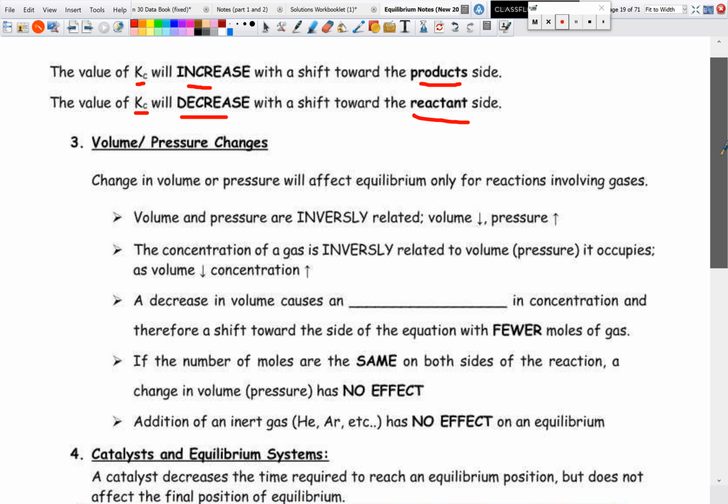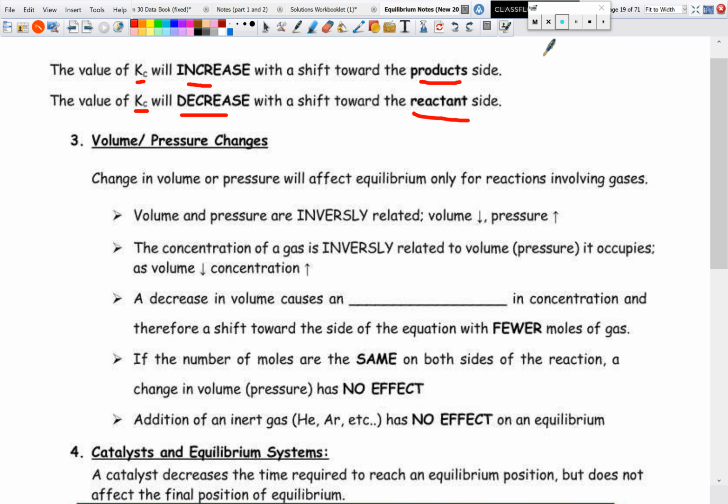Now finally, the last change we can get is a change in volume or pressure. Change in volume and pressure are going to be the same, because if you remember Boyle's law from Chem 20, volume and pressure are inversely proportional, meaning that when you increase one, the other decreases. When you make the volume of the container smaller, pressure increases, and so on. So if volume goes down, pressure goes up, or if volume goes up, pressure goes down. Concentration is also inversely related to volume.